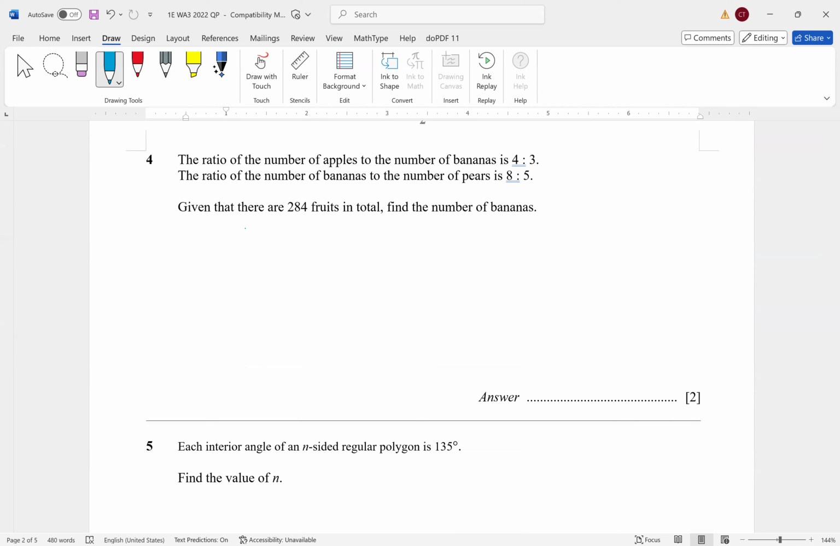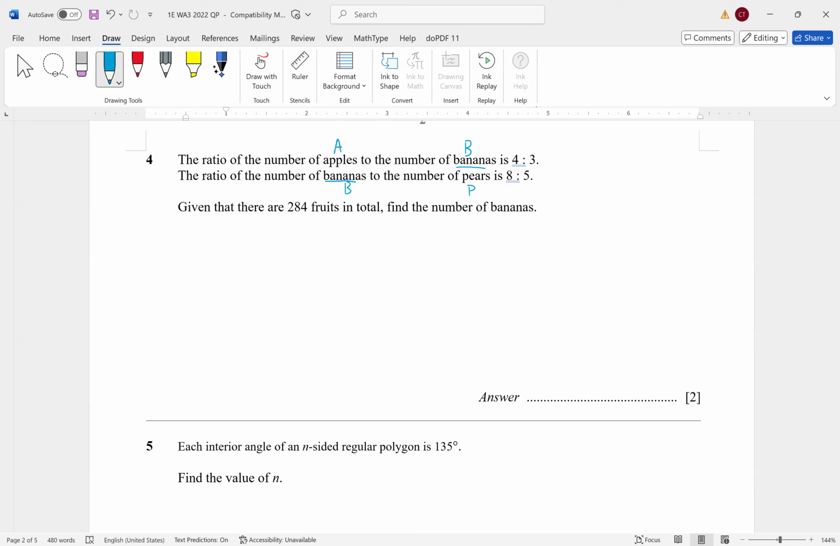Okay, so in question 4, we are told that the ratio of the number of apples, let's call apples A for this question, to the number of bananas is 4:3, and the ratio of bananas to pears is 8:5. Given that there are 284 fruits in total, find the number of bananas. All right, so this is a typical question whereby they give you 2 sets of ratios, but there is something common between the ratios, which is now the bananas.